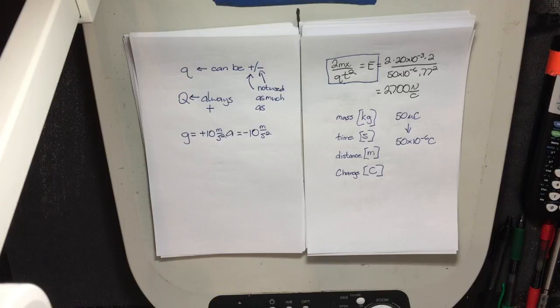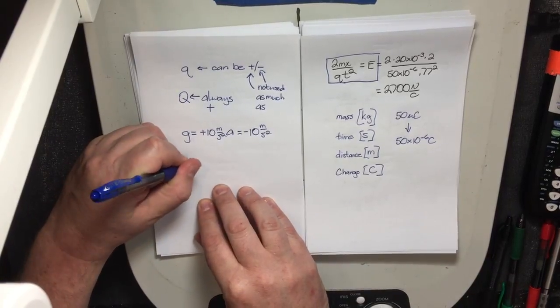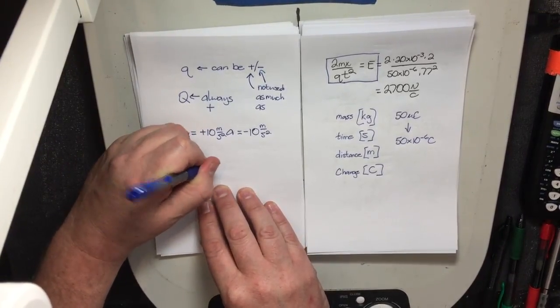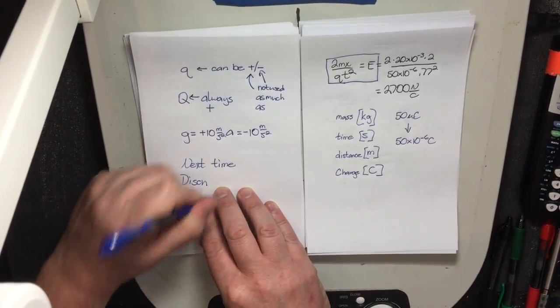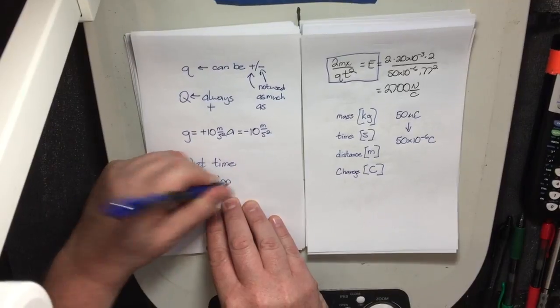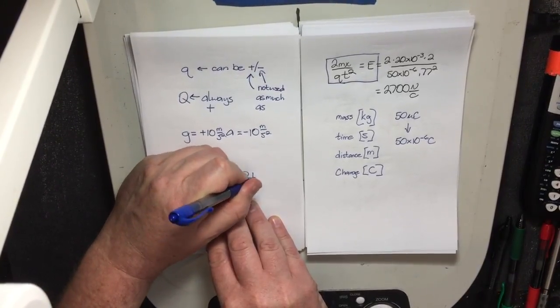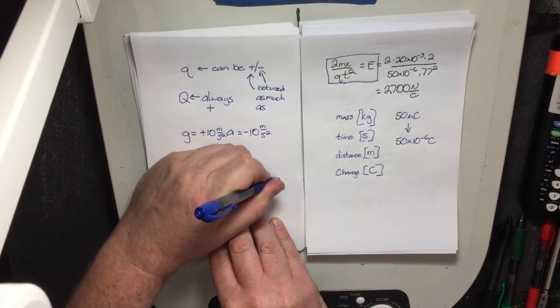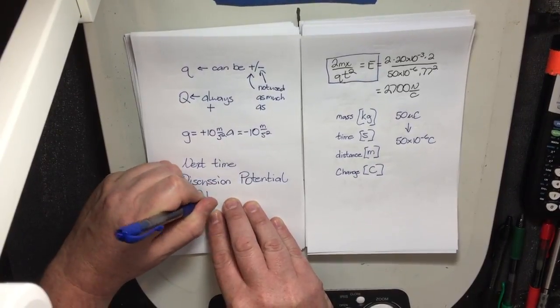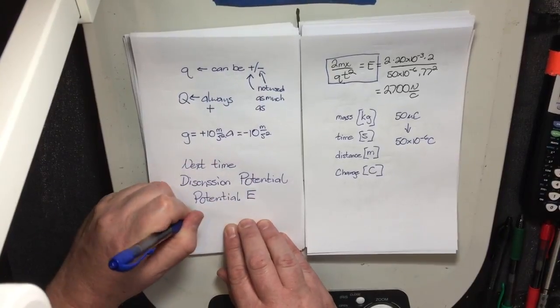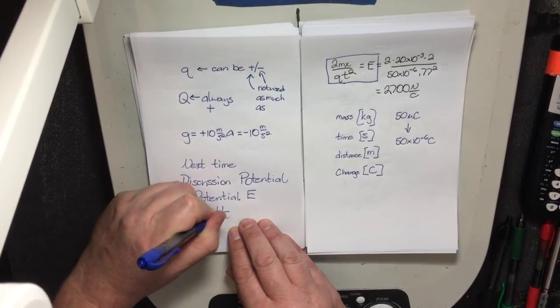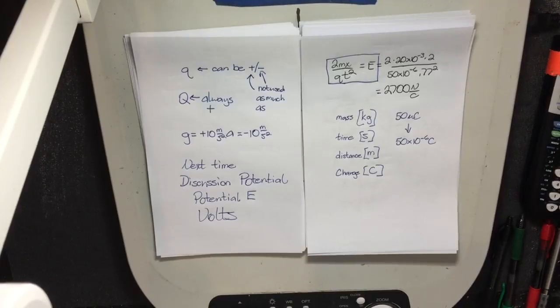All right, so we got 2 more minutes, which really will mean only one sentence and then we'll split. Next time, Thursday, the discussion will be about potential energy, or volts. That's it. You guys can pack up and go.